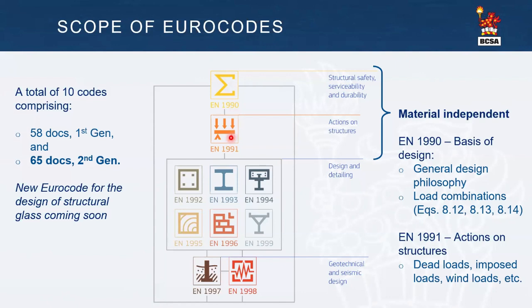Eurocode 1 specifies the actions that you need to consider in the design of structures. Then this diagram shows the 6, again, soon 7, material-specific codes. And you have for concrete, Eurocode 2, Eurocode 3 for steel, 5 for timber, etc. And there are 2 additional Eurocodes, 7 for geotechnical works and 8 for seismic design.